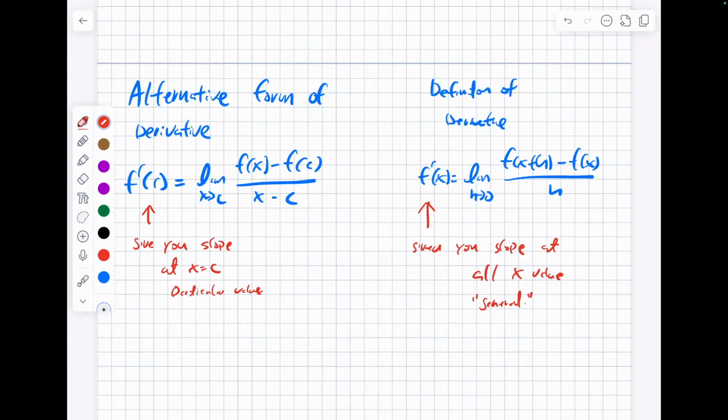If your derivative is 2x, then you can plug in x at any value: x equal to 2, x equal to 3, x equal to 8. It doesn't really matter which x value you plug in. Is that okay? So the alternative form is weaker compared to the definition of derivative. But it's called the alternative form because you can find the slope at a particular point, and you need that for certain situations. Not all situations, but certain situations.